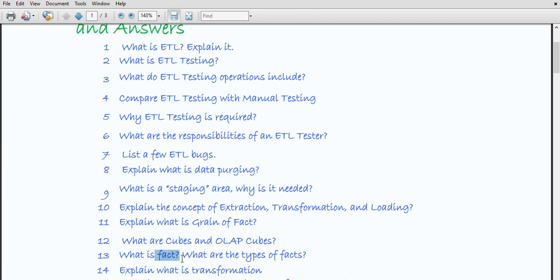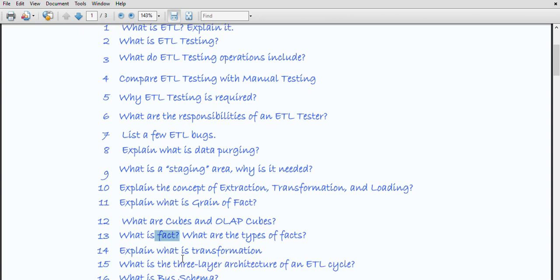Then, what is meant by fact and what are the types of fact? We have already seen the answer to the same. The types of fact are additive fact, semi-additive fact and non-additive fact. Basically, you have to answer this question like this: fact is the central component of a multidimensional model which contains the measures to be analyzed, and the types are additive, semi-additive and non-additive.